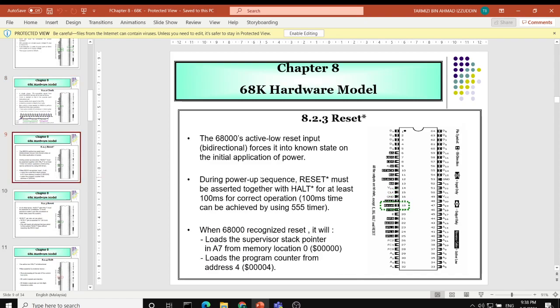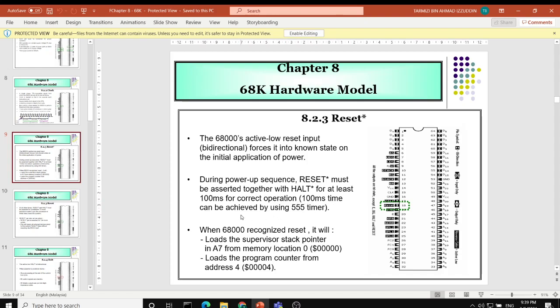Then we have the reset pin. It's pretty much straightforward. The 68K reset pin is active low and bidirectional, and it forces the processor into a known state on the initial application of power. So basically this is a reset pin. During the power up sequence, that is, when you supply voltage to this microprocessor, reset must be asserted together with halt for at least 100 milliseconds for correct operation.